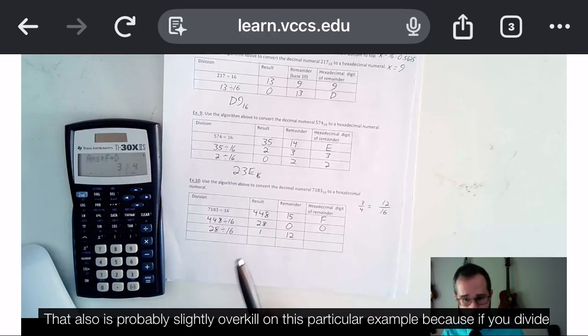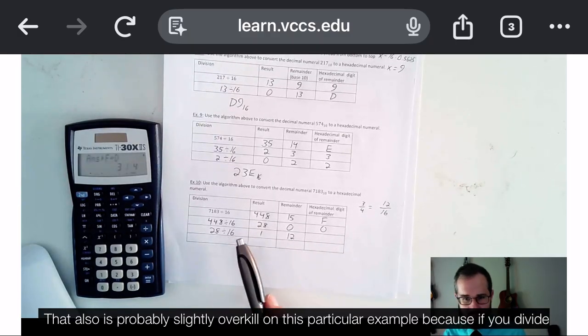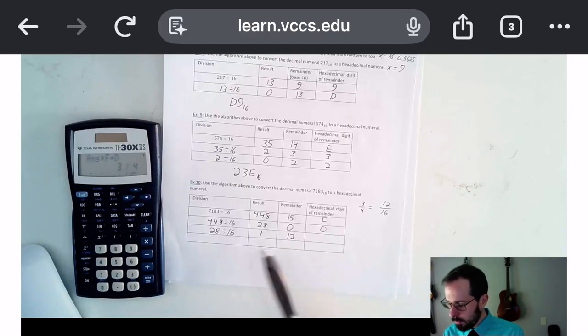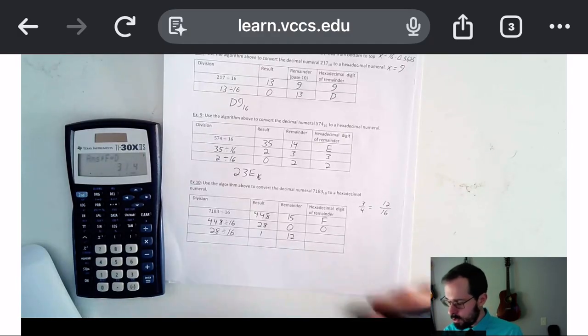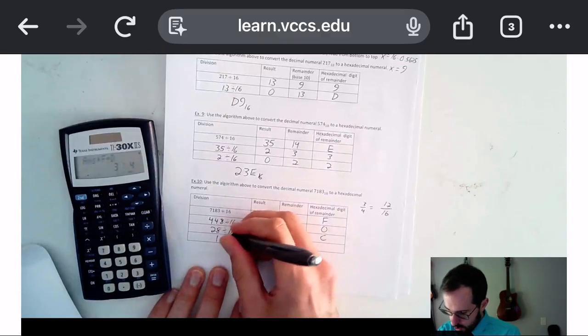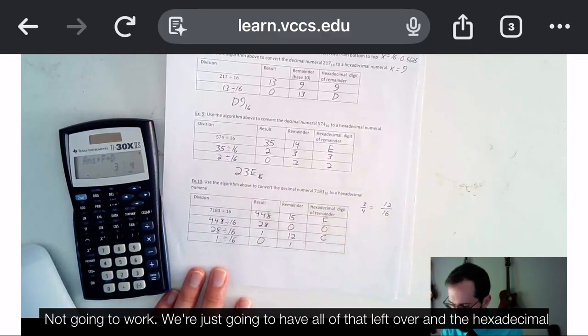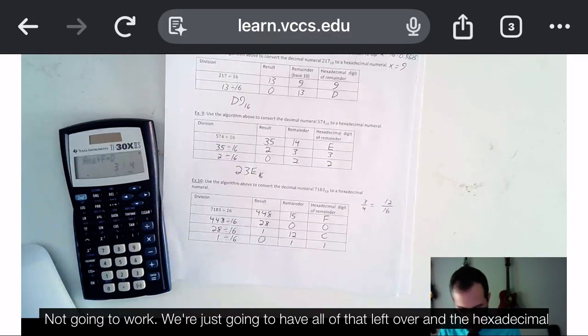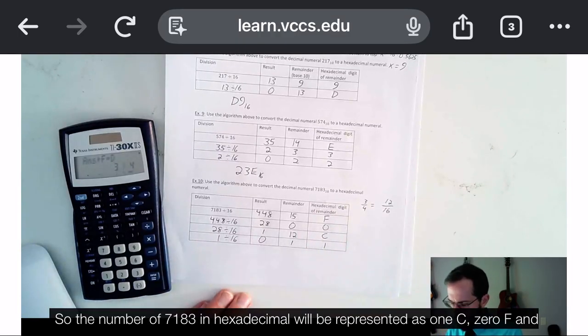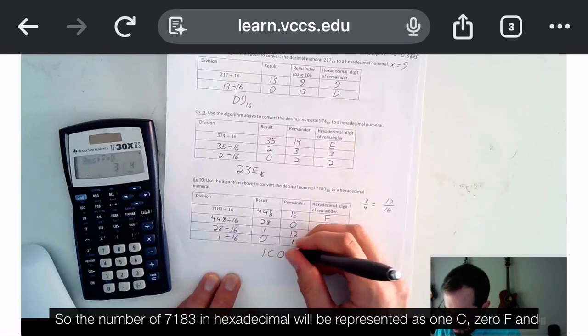That also is probably slightly overkill on this particular example, because if you divide 28 by 16, 16 will go in evenly once with a remainder of 12 left over. Again, starting counting with 10 being A, 11 is B, and 12 is C. Last, we take our result of 1, try to divide that by 16, not going to work. We're just going to have all of that left over, and the hexadecimal digit will then be 1. So the number 7,183 in hexadecimal will be represented as 1C0F in base 16.